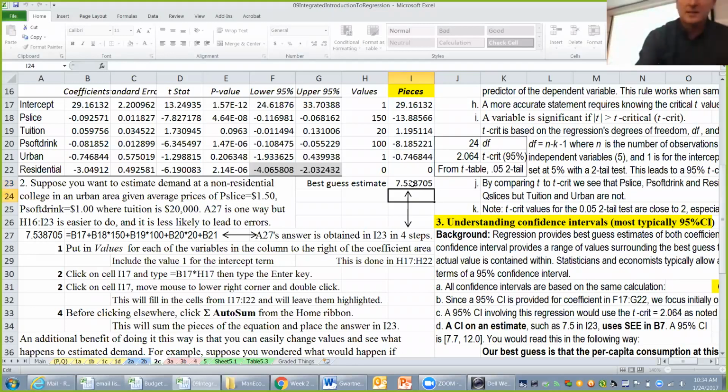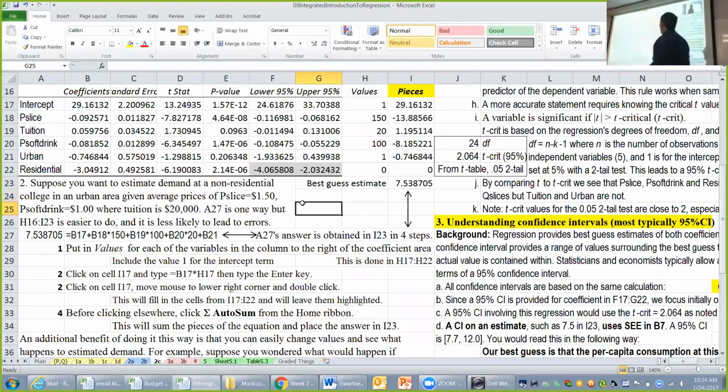Okay. So the best guess estimate is saying, given our regression results with these coefficients, if a school was to have a price of $1.50 for the slice, a price of a soda at $1, and tuition of $20,000, our best guess as to how many slices you're going to sell is 7.5 slices. So that is our prediction that we're making based on our estimation.